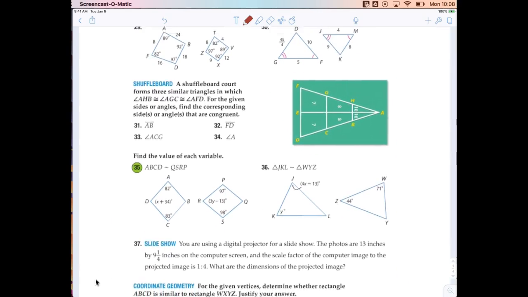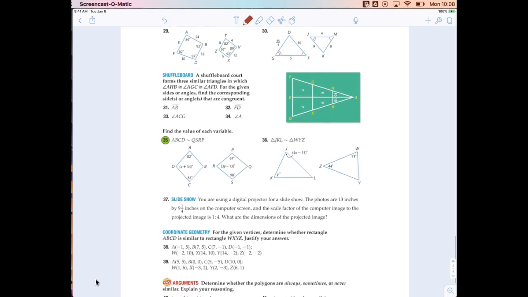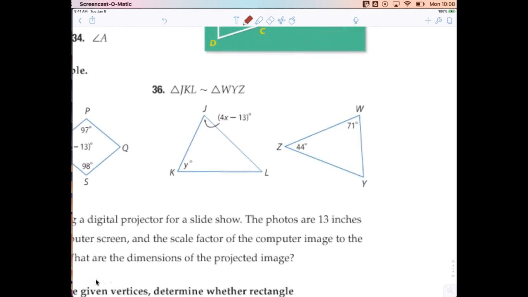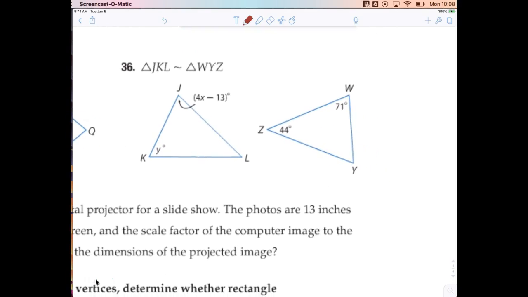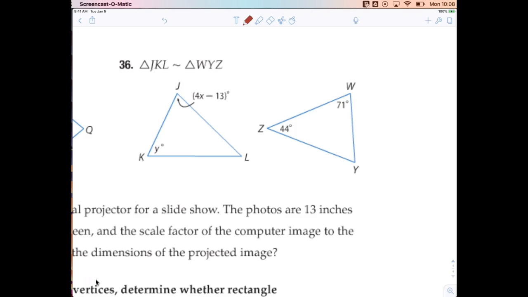How far do we have to go up to? All right, let's just look at 36. Find the missing variable. All right? So let's see. J is congruent to what? W. Wow. So here we would just say what? Right. We would say 4x minus 13 equals 71. Thank you very much. X is 21.